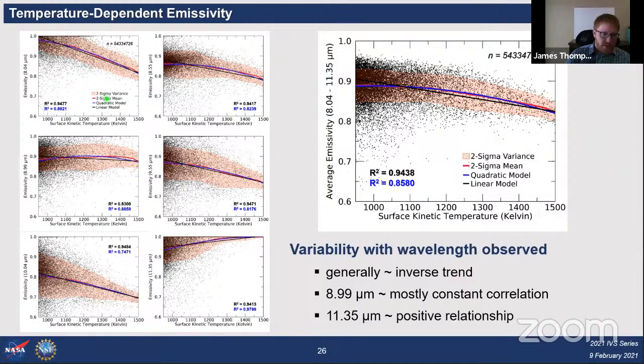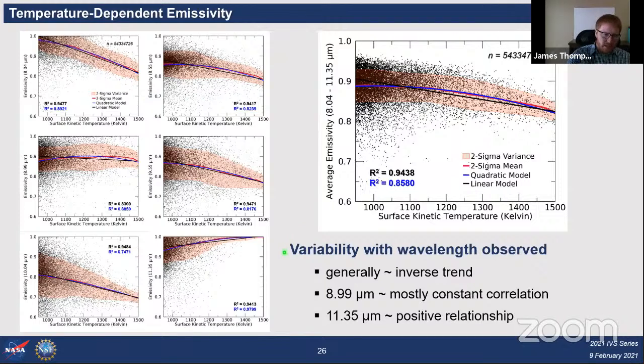And what it shows is there is a general inverse trend between emissivity and temperature at all wavelengths, with some less distinct than others, and there's also a positive relationship at certain wavelengths. So, for example, here at 11.35, and generally a linear relationship matches the data more strongly than a quadratic fit.